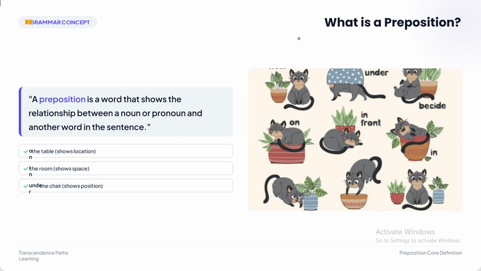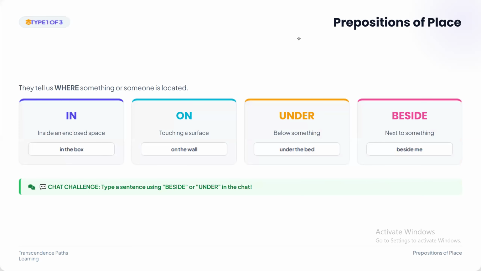For example, when you want to show the relationship of location, we use on. For space, we use in, like in the room. To show position, it can be under, like under the chair. So that's what we want to explore. What they do is they tell us where something or someone is located.